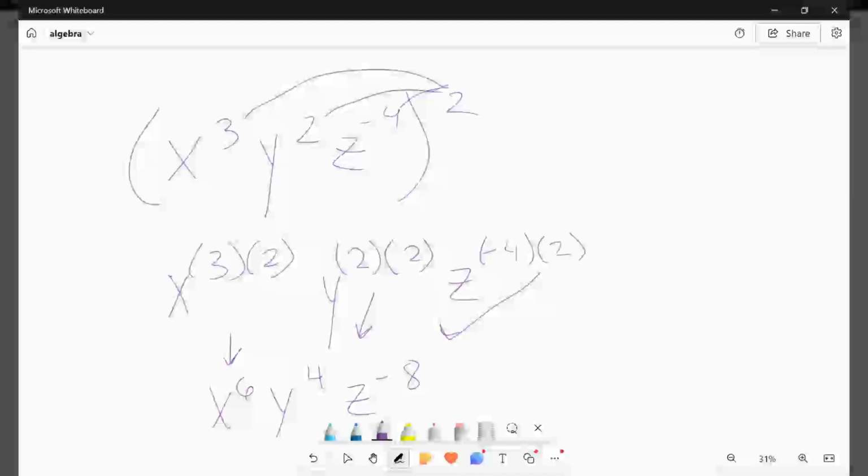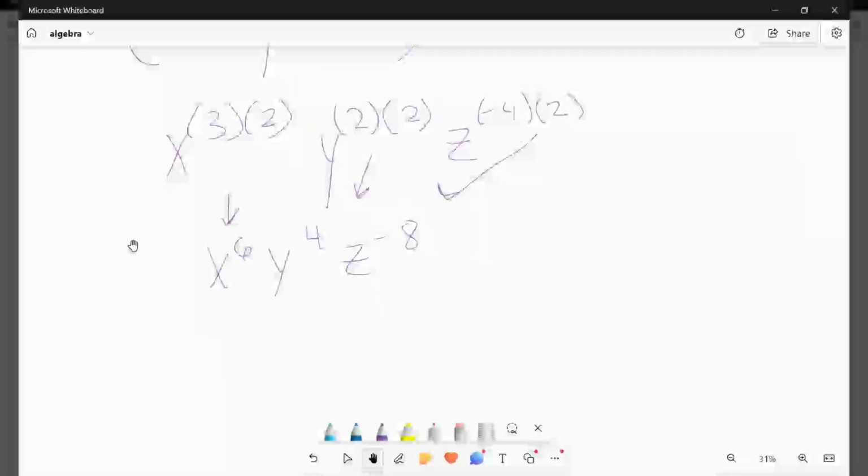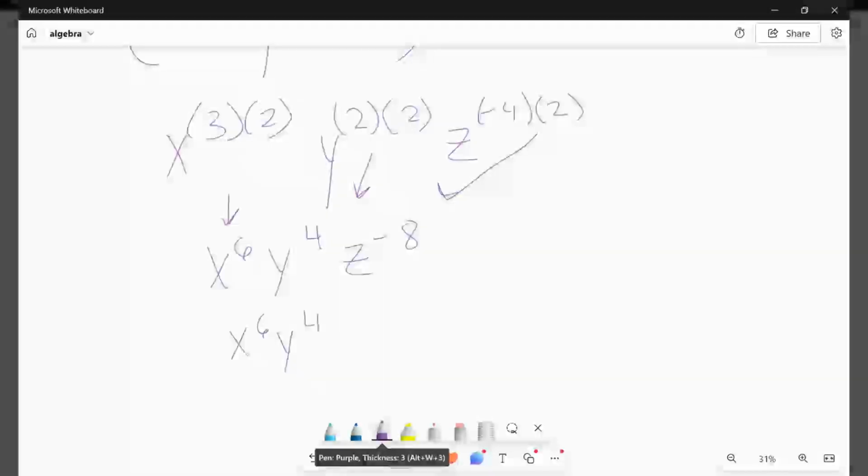Okay, one more step, right? Because we have a negative exponent. We simply have x to the 6th, y to the 4th. Those are positive. They're totally cool. And then we have to move that z to the 8th down to the bottom to become positive. And then we are done.